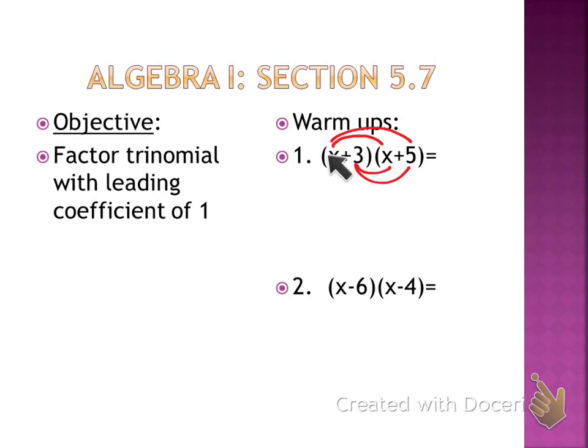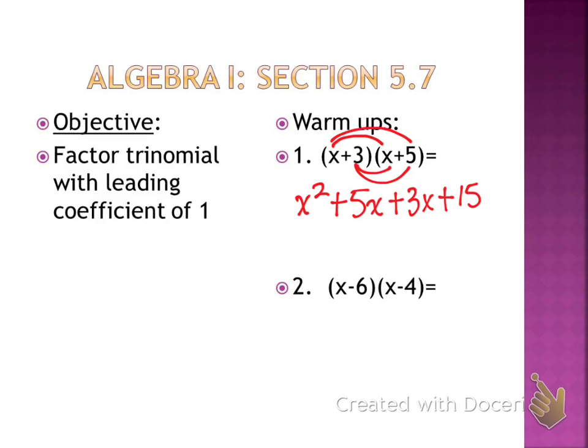So let's follow my arrows. X times x gives me x squared. X times 5 gives me, should I put a plus or a minus? Plus, it's a positive 5x. Okay, then we follow the arrows from the 3. 3 times x is plus or minus? Plus 3x, and 3 times 5? Plus 15. Good.